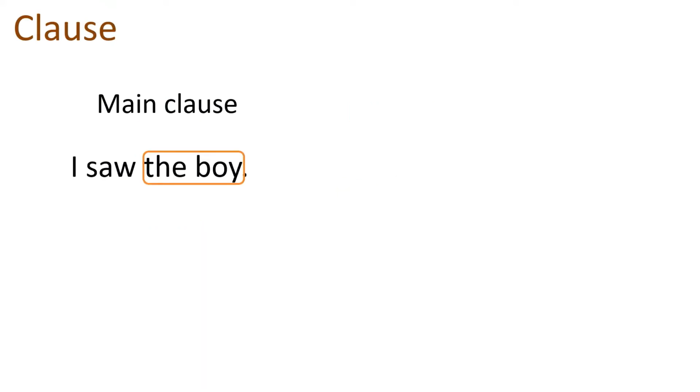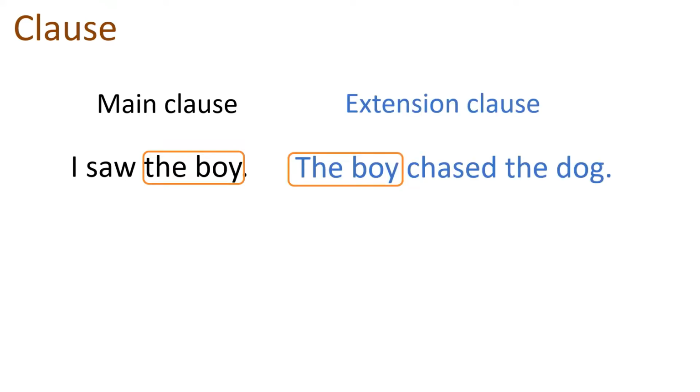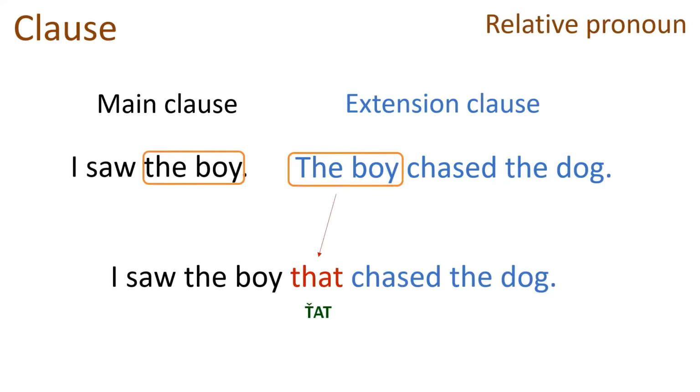We can also add an extension clause to a noun phrase. Consider the sentence, I saw the boy, and we want to add more information about the boy. The information we want to add is, the boy chased the dog, and we want to add this information in the same sentence. This is done using the relative pronoun that. That replaces the boy in the extension clause. It is placed immediately after the same noun in the main clause. So we say, I saw the boy that chased the dog.